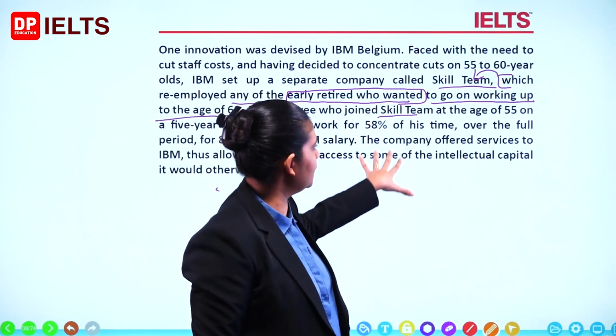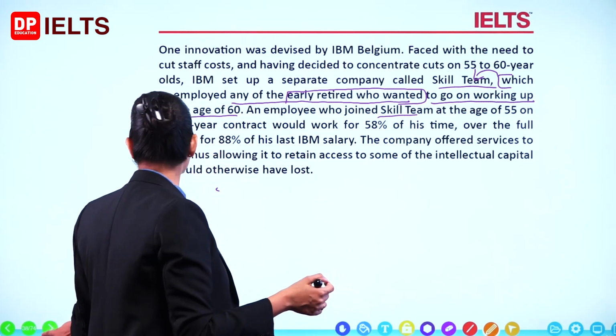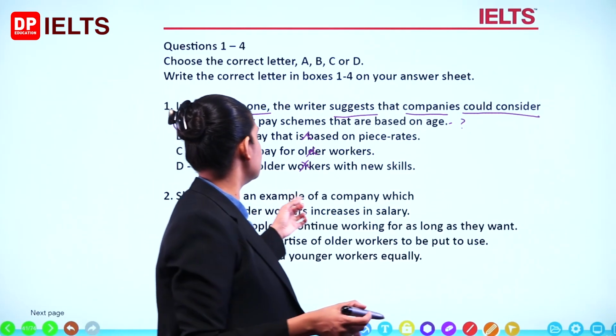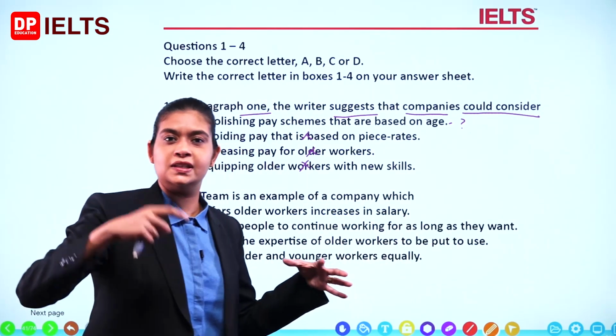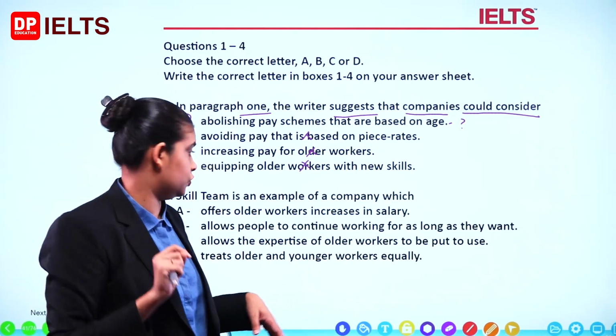Should we read this bit? No. Why? Because they were not asking us for anything else. They were asking us Skill Team as an example of which. So it defines a Skill Team. That is what they're asking us for, the definition.